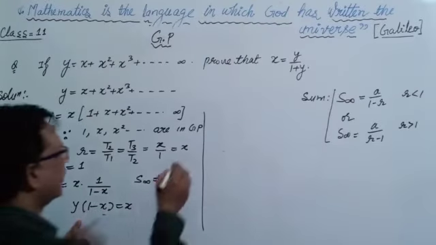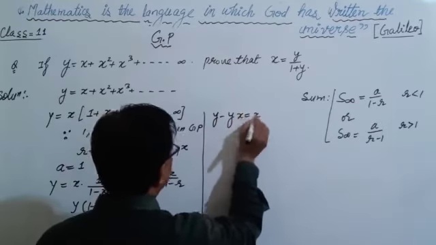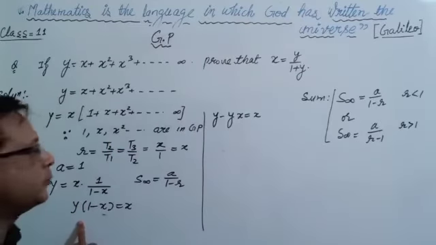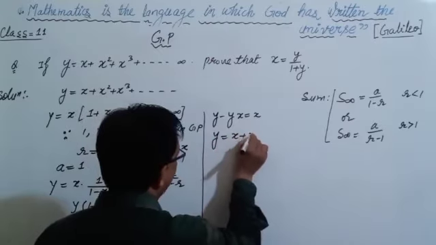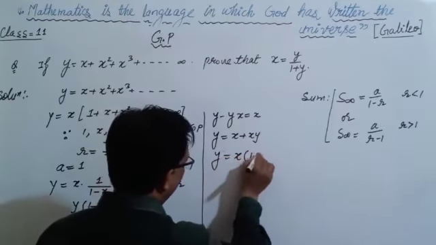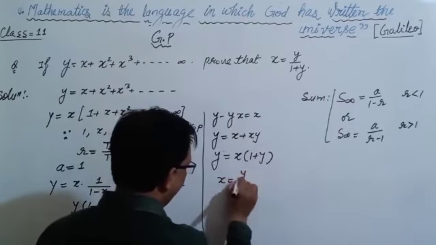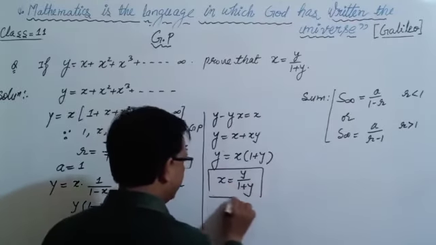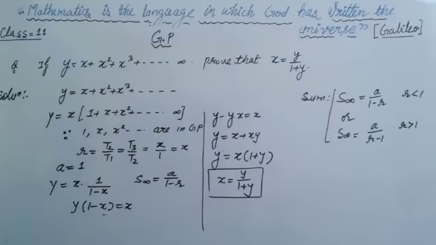If we open the bracket, we get y minus yx is equal to x. Club the x terms, we take the x terms together. So y is equal to x plus xy. Now we take x common, so here we get 1 plus y. Now x is equal to y upon 1 plus y. This is your final proof. So x is equal to y upon 1 plus y.